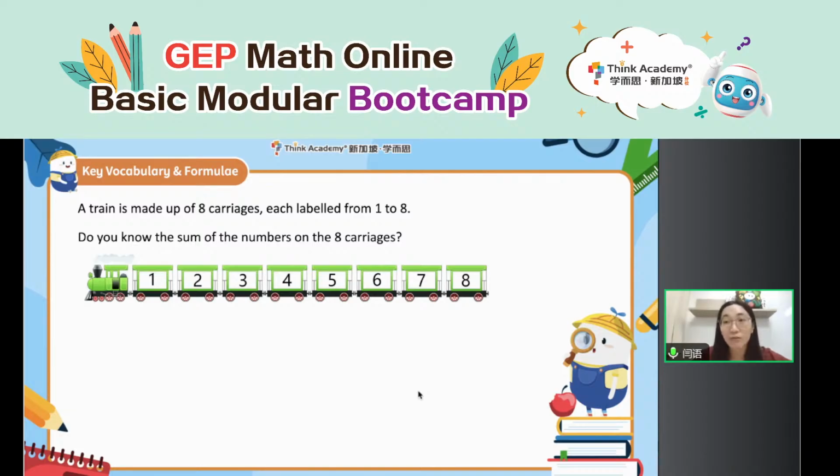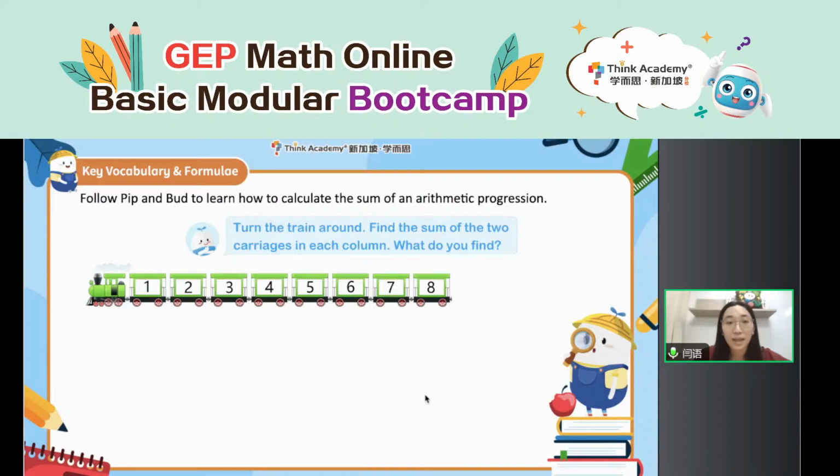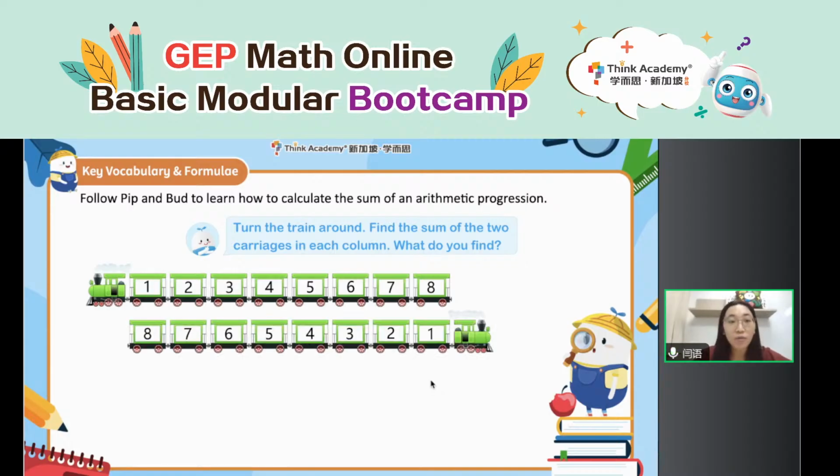Then following this, let's have a look. I'd like to introduce two methods. Well, the first one is that maybe we just turn the train around and try to find the sum of the two carriages in each column. Originally, it is arranged from the smallest number to the biggest number, 1 to 8. Now I turn it around, so that it is arranged from 8 back to 1. Okay, just like this. I see two trains, right?